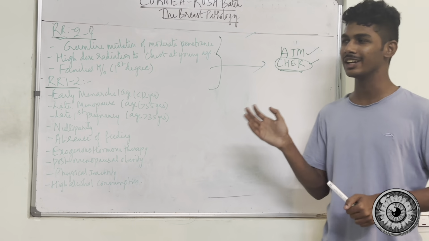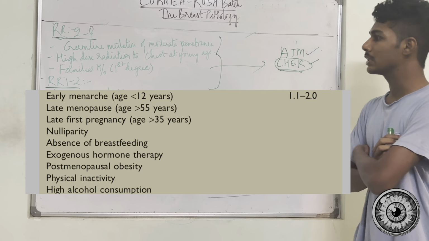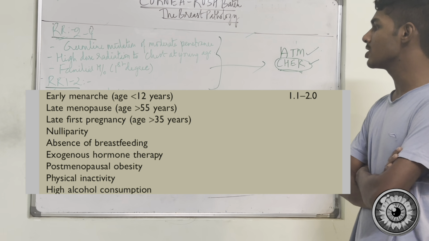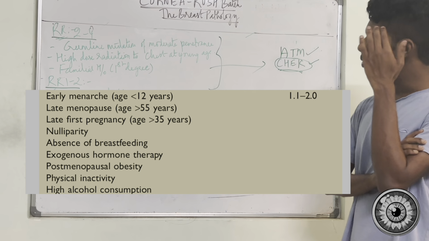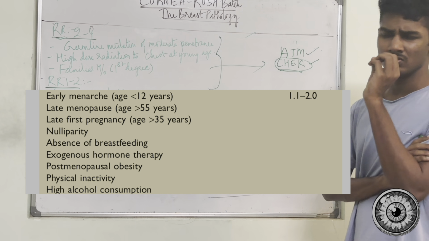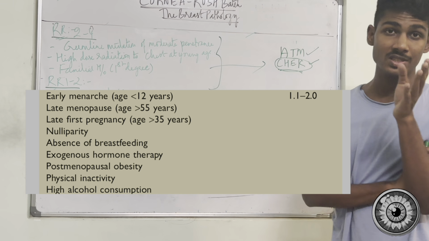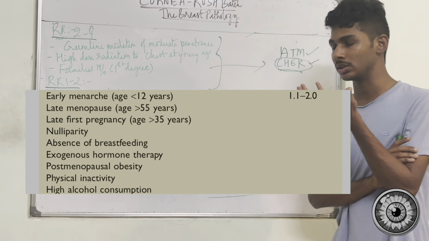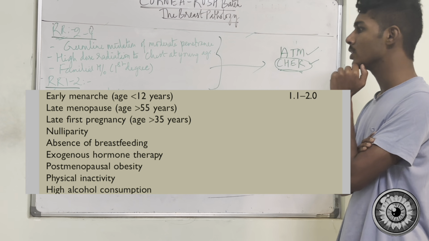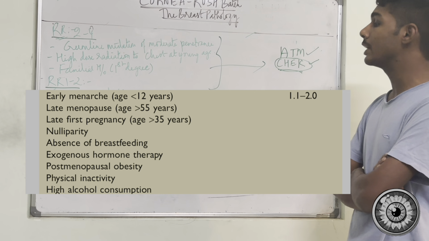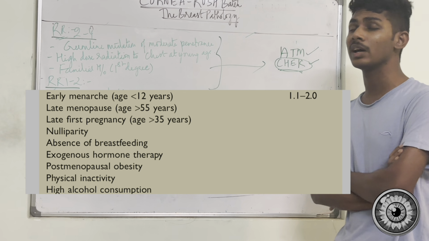What is seen in relative risk of 1 to 2? Can you see? I can see the early menarche, late menopause, late first pregnancy. Okay, so can I find something common in all these things? All have early exposure, that is increased exposure of estrogen. Can you see that? Early menarche, more estrogen is secreted, right? Late menopause also, late first pregnancy also, because in pregnancy estrogen is secreted?